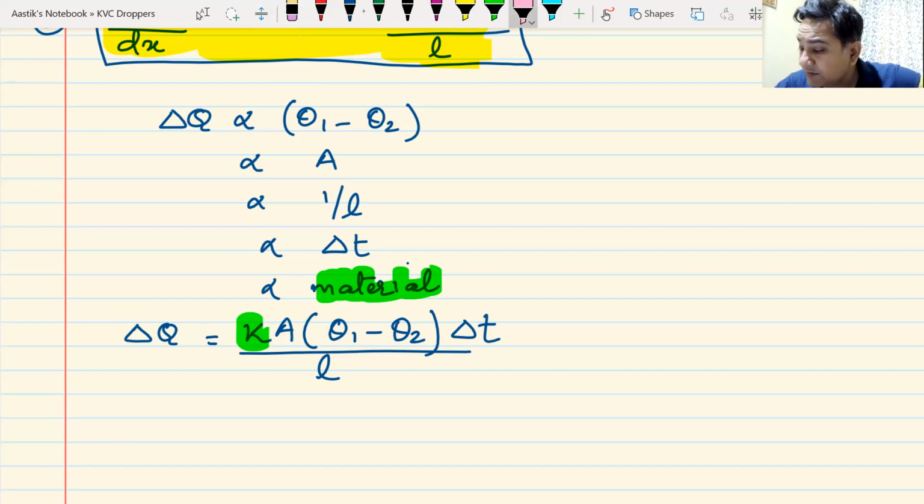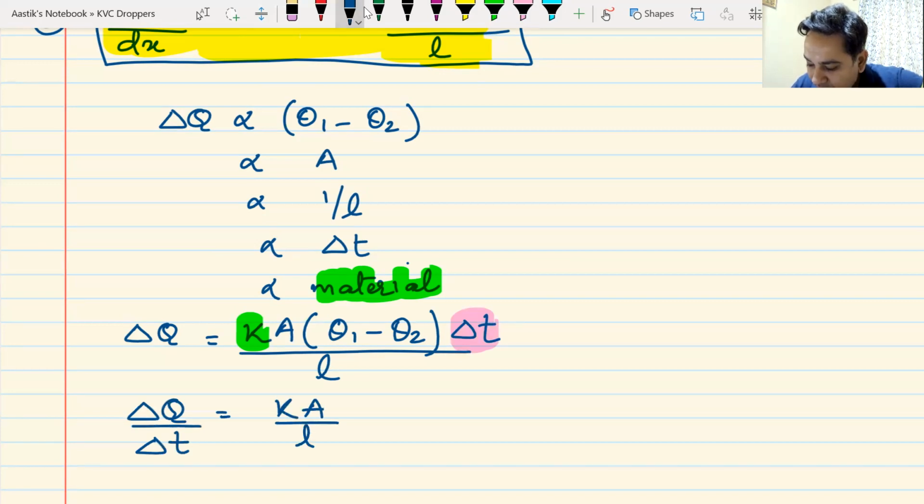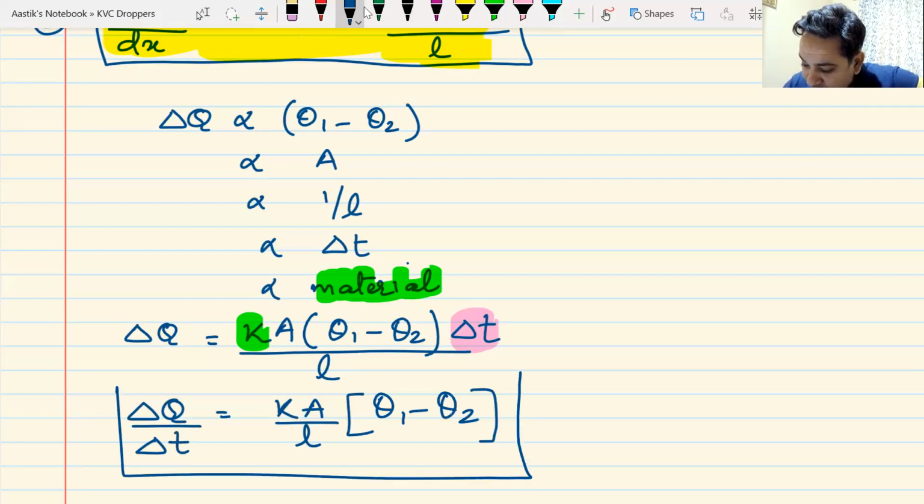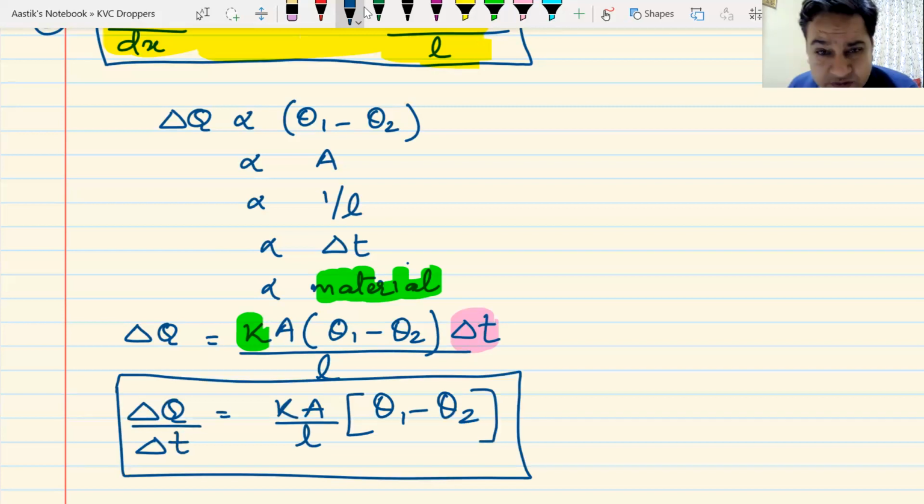Now what I can do is bring this dt time on the other side, and write the above equation in this form. Delta Q by delta T is equal to K A by L multiplied by (theta 1 minus theta 2). I hope you understand this. This becomes my basic equation for finding out the heat which has flown per unit time, or the rate of heat flow. And we all know now that this rate of heat flow is also known as heat current.